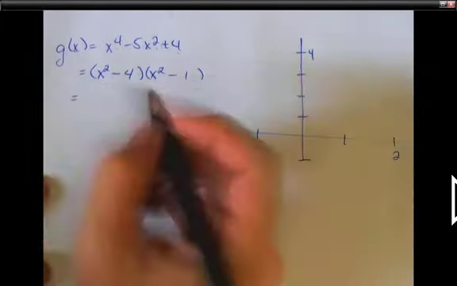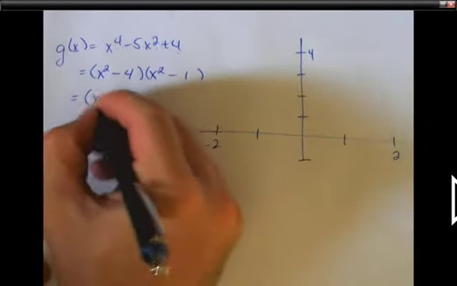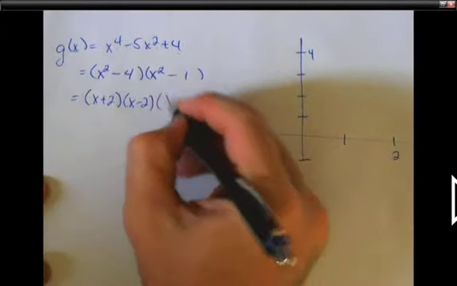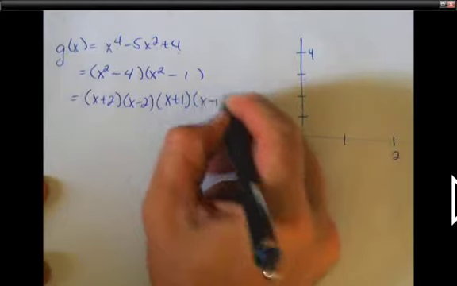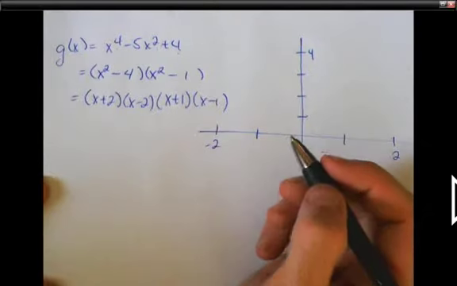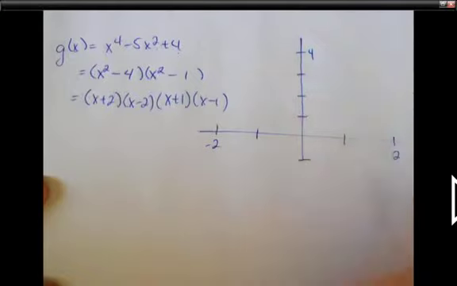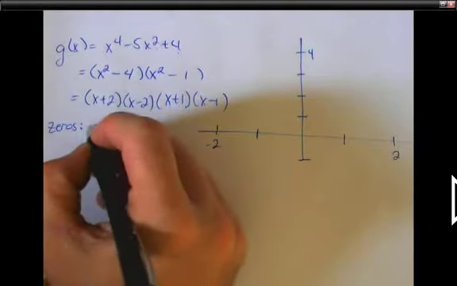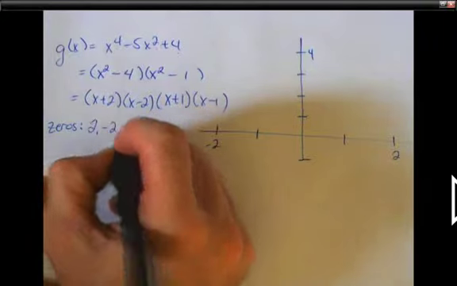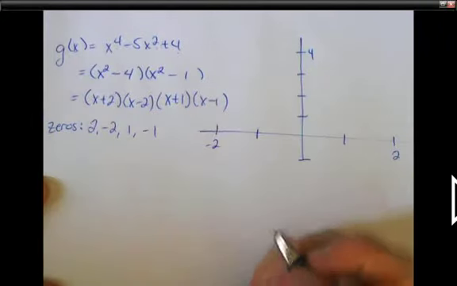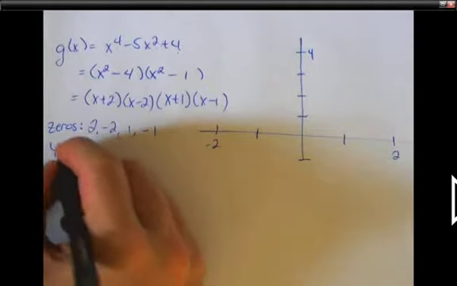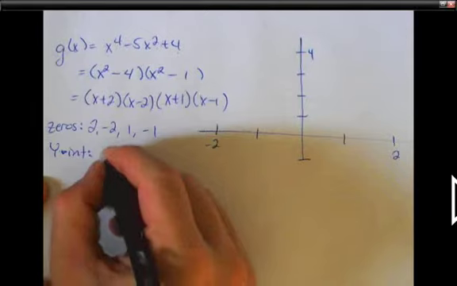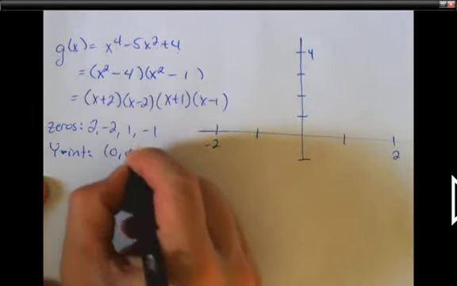Well, that's actually nice for us as well because this is x plus 2, x minus 2. And this is x plus 1, x minus 1. We knew that already because we already did it. So now that we're factored, we can find our zeros of 2, negative 2, 1, negative 1. Our y-intercept is when we plug in 0 for x, so we get the point, oops, not 0, 0 this time, 0, 4.